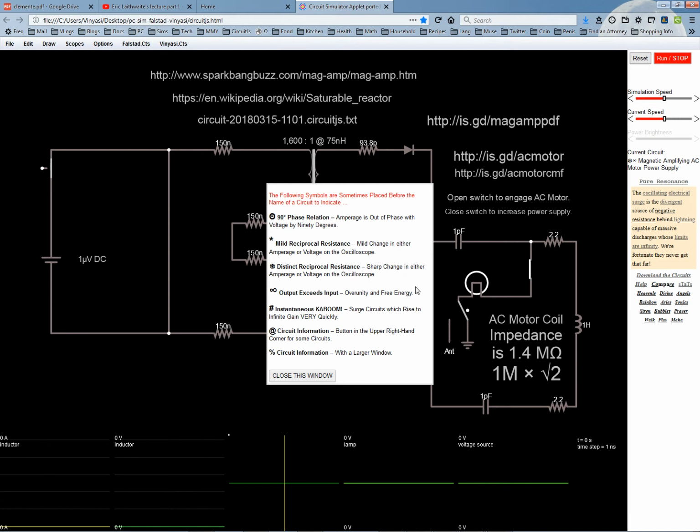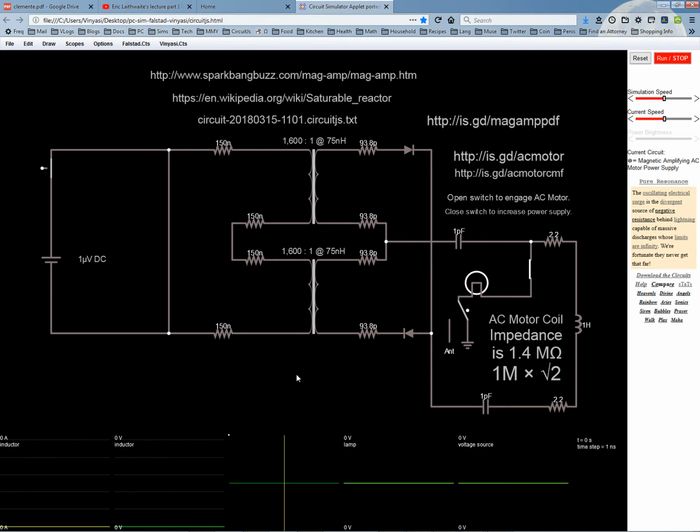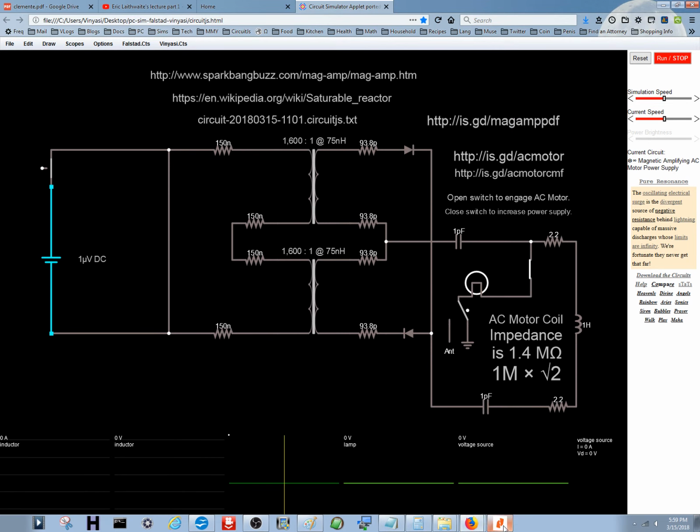And I have no circuit information. As you can see, I don't have anything to offer for extra information. All of it's right here, so you can go to this website and look at that PDF that I just showed you.